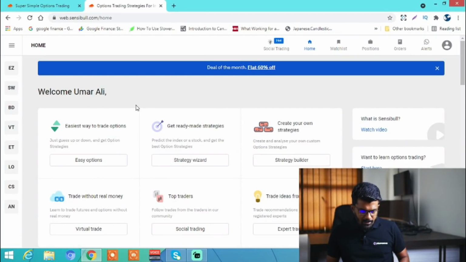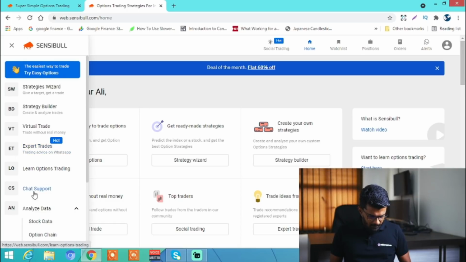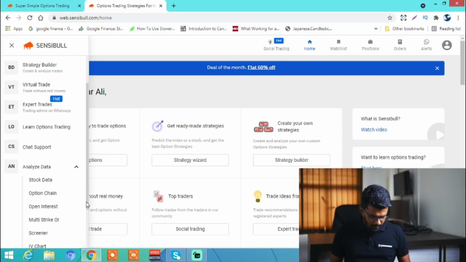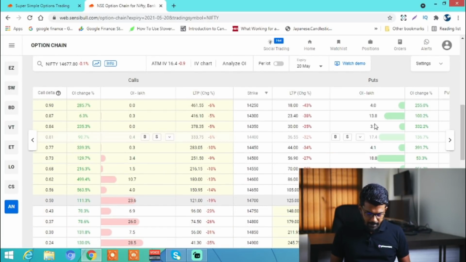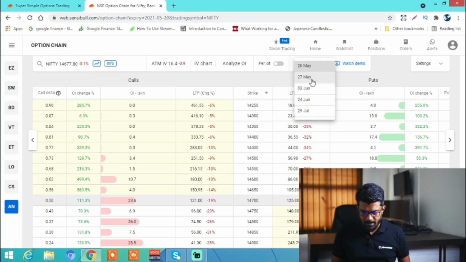Okay, now actually I am in Sensibull, right? Now what we will do is we will go to an option chain. Okay, this is the Nifty option chain, and the option chain for the 20th May expiry. Nifty is at around 14,677. Okay, let's select this 27th expiry.